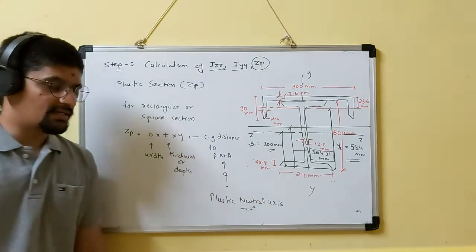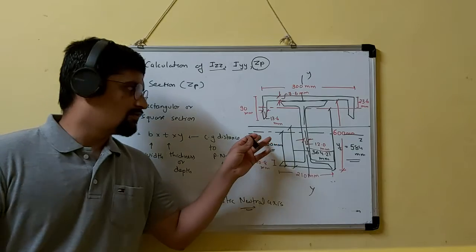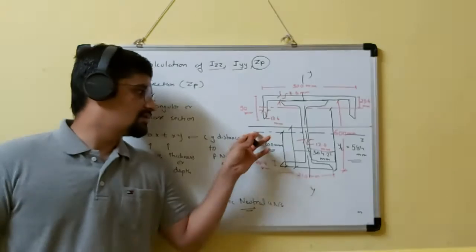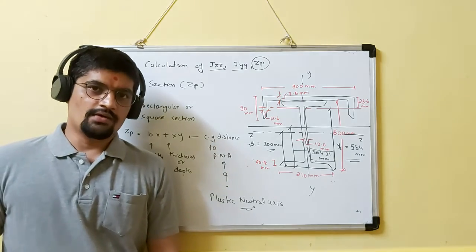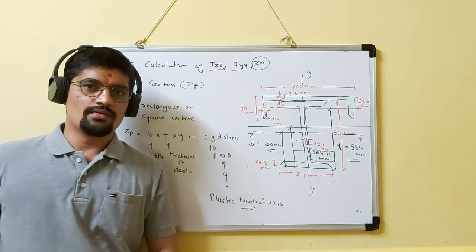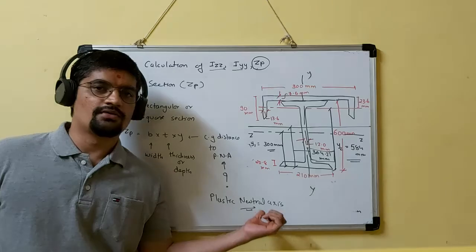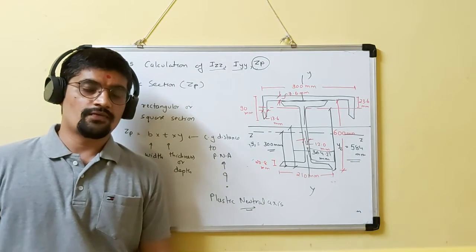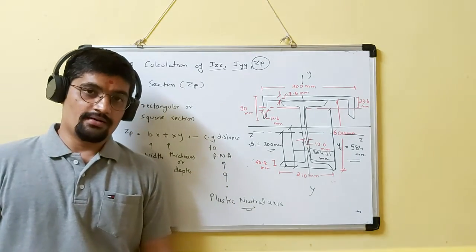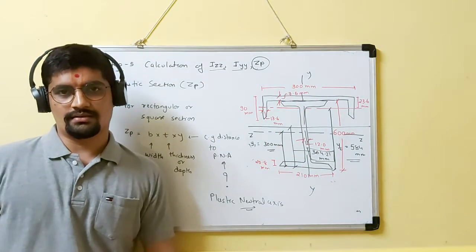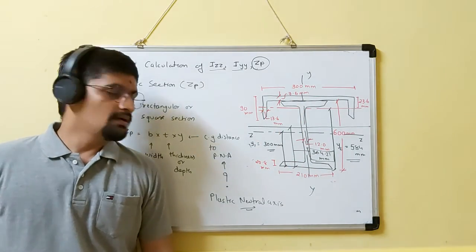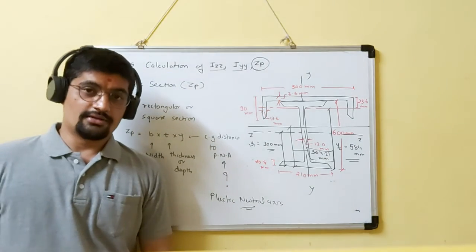Plastic neutral axis, like in this section we have a neutral axis, which is this y bar. This is our neutral axis. For calculating ZP, we need the plastic neutral axis. So we need to first find where the plastic neutral axis is in this section. So how will we get the plastic neutral axis?